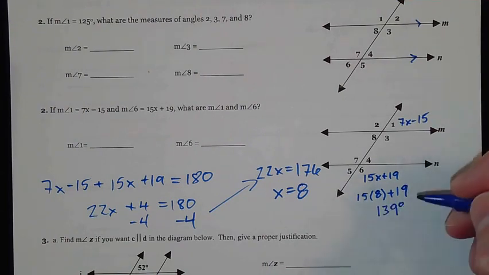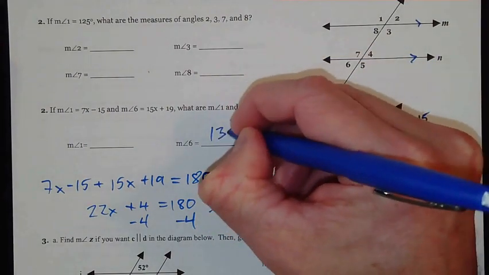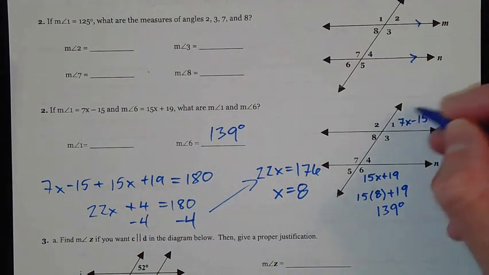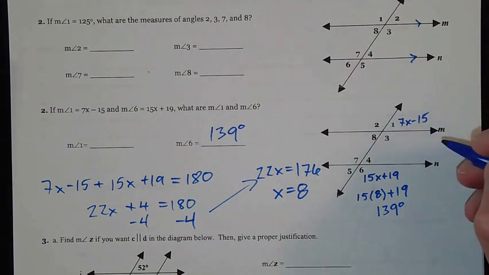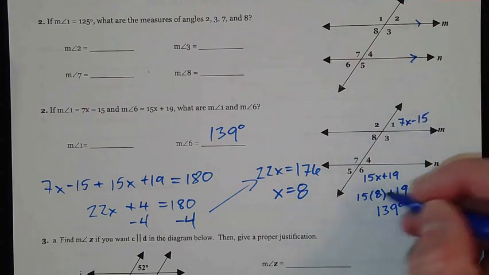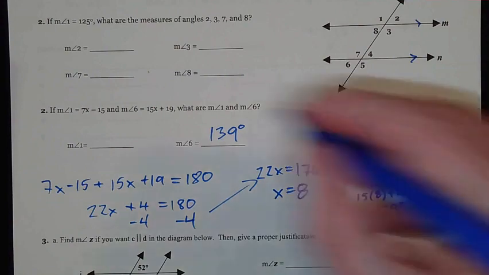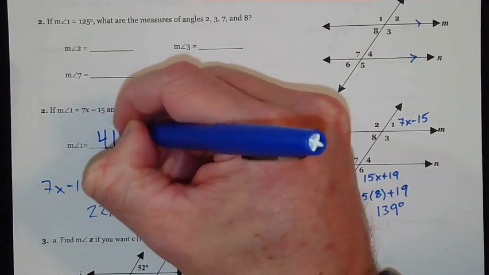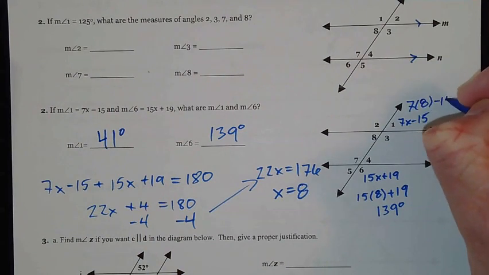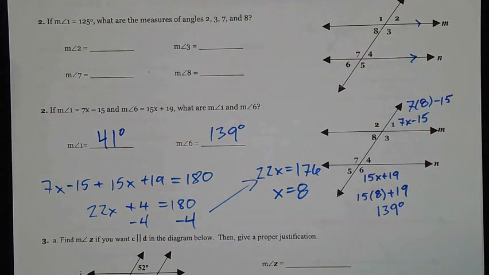At this point, we could say that angle 1 we could find by plugging in x equals 8. In fact, I think that's a pretty good idea. And if you didn't want to do that, you could also say that these two angles are supplementary. So 180 minus 139, but either way we get 41 degrees, whichever way you end up doing that.